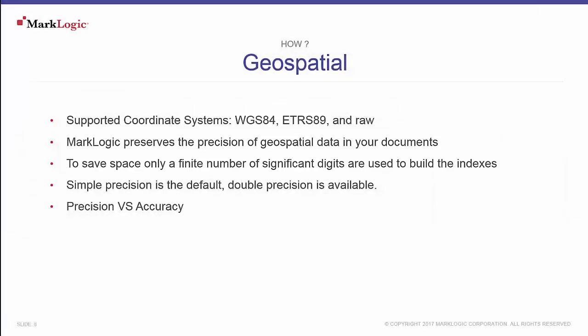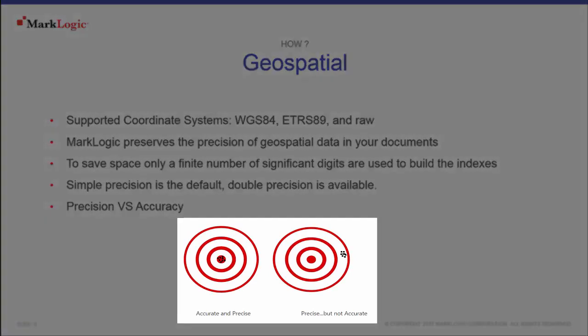Because precision and accuracy are often wrongly used interchangeably, let's remind ourselves that accuracy measures how close a result is to the truth, and precision measures how close repetitive results are to each other.